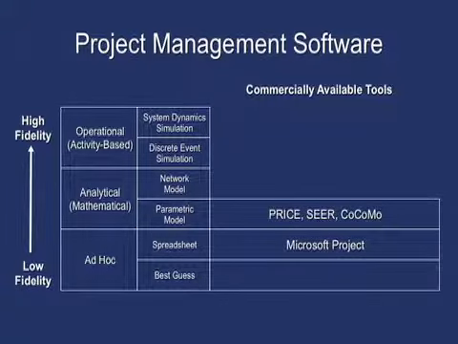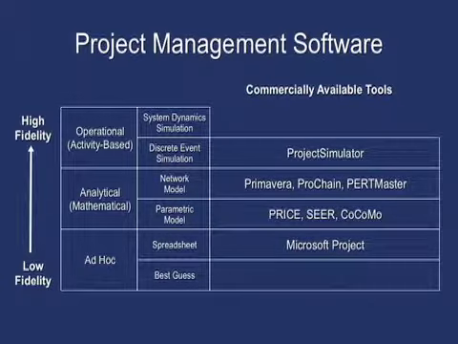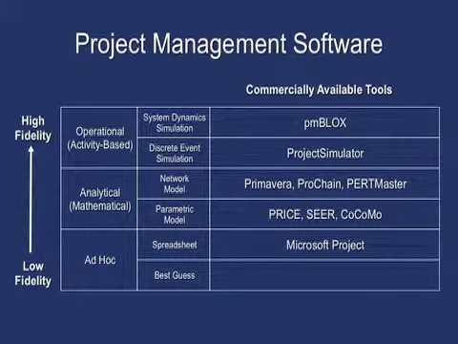For parametric models, you have PRICE, like PRICE S for software, PRICE H for hardware, SEER, COCOMO, all those types of models fall in the parametric model area. For network models, you have Primavera, ProChain, PERTmaster, the things that primarily focus on critical path method, or really PERT, the program evaluation and review technique. For discrete event simulation, you have Project Simulator. And at the system dynamics level, the only tool out there right now is PimBlocks.